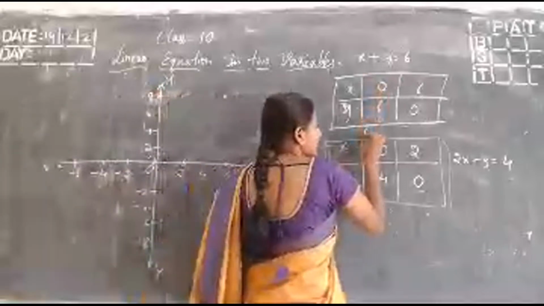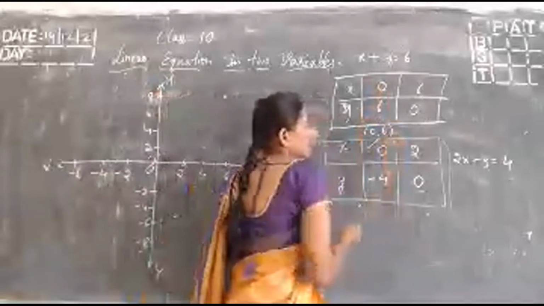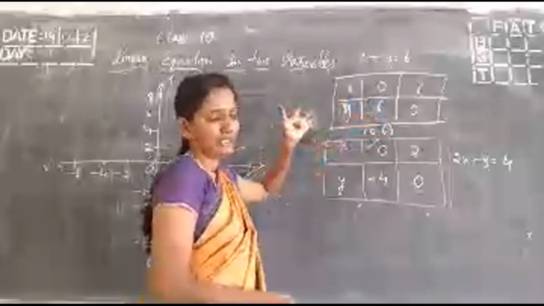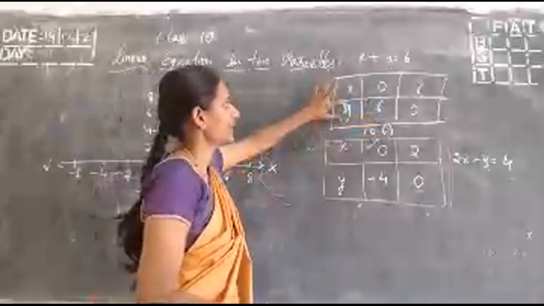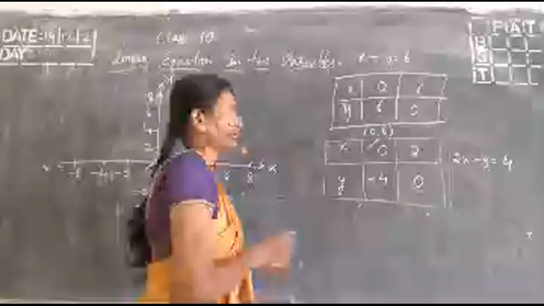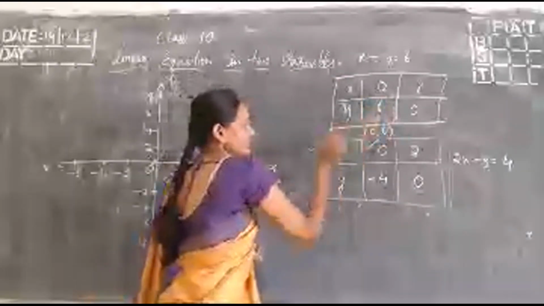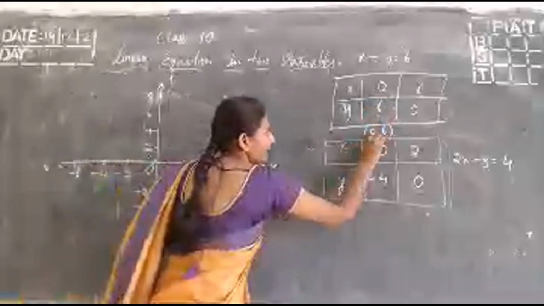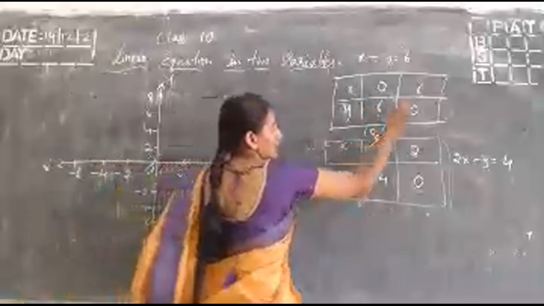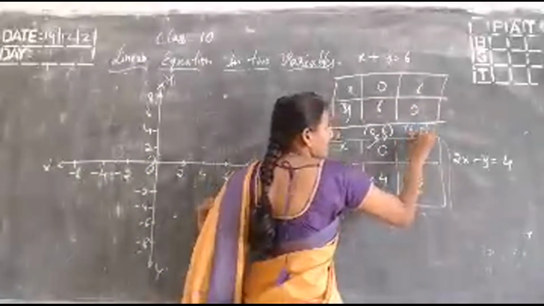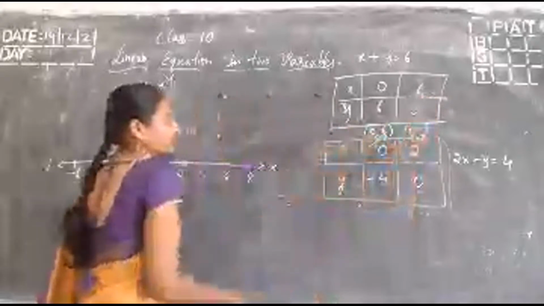0, 6. Just I am telling you the previous class. Means I am reminding you how to draw the graph, how to solve an equation. 0, 6. Where will you plot this 0, 6? 0 is x, 6 is y. This is 0, 6.